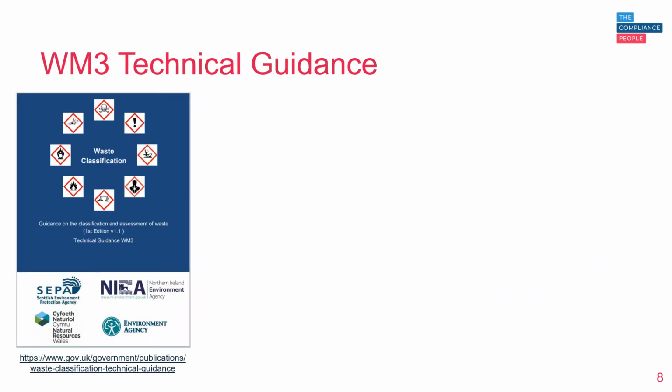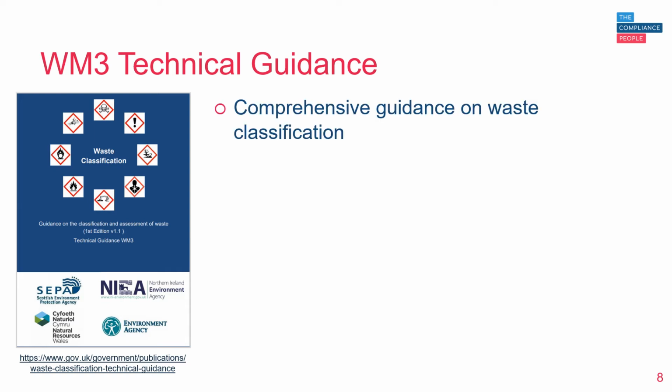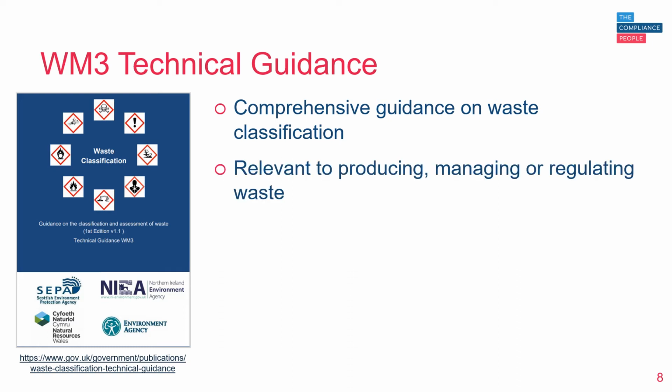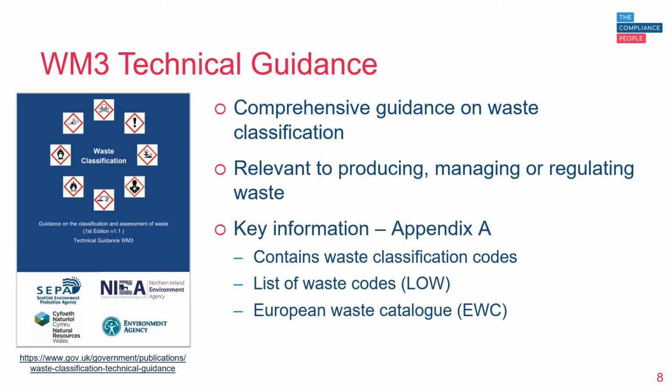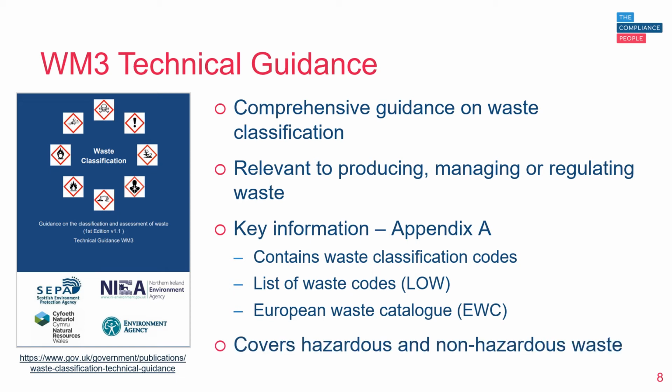So this is what WM3 looks like, and the document provides guidance on waste classification. It's a really comprehensive reference manual for anyone involved in the producing, managing or regulating of waste. And the key bit you need to know about is Appendix A, because that includes the waste classification codes. These are also known as the LOW or List of Waste Codes, or EWC, European Waste Catalogue Codes, and this is for hazardous and non-hazardous waste. The document doesn't provide guidance on packaging and labelling of waste for transport. It's mainly about classification.